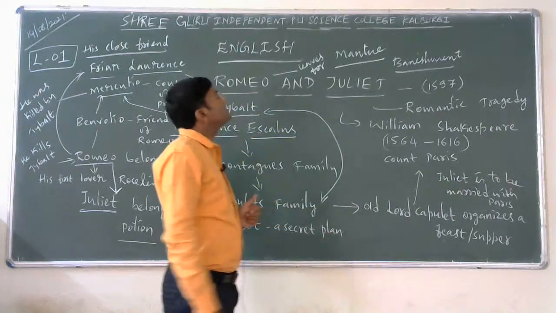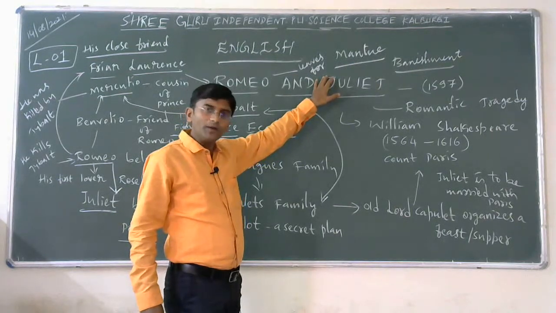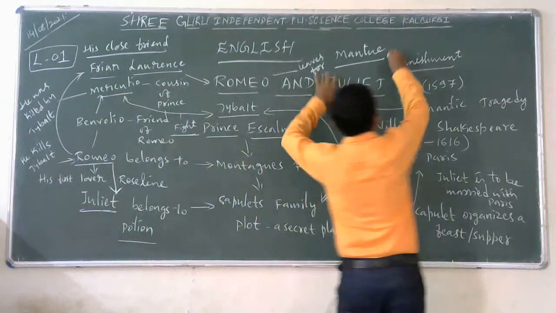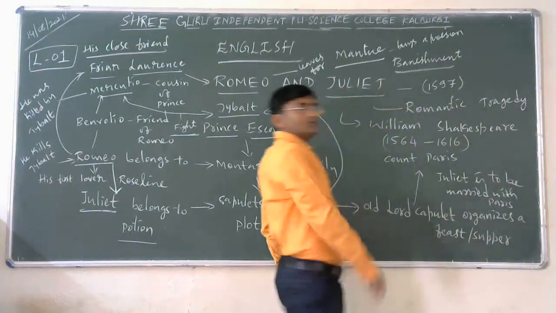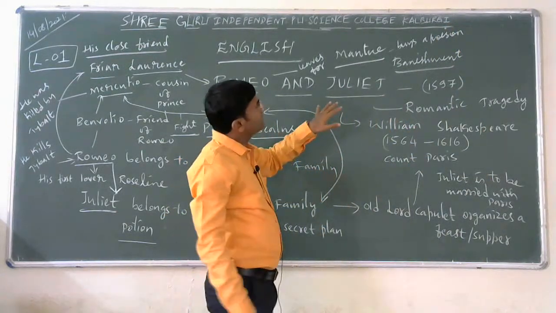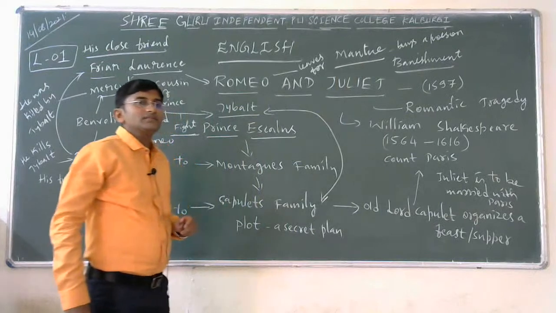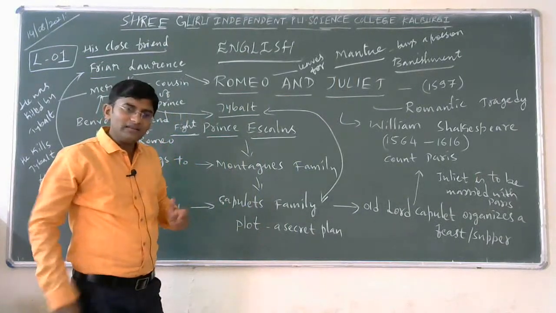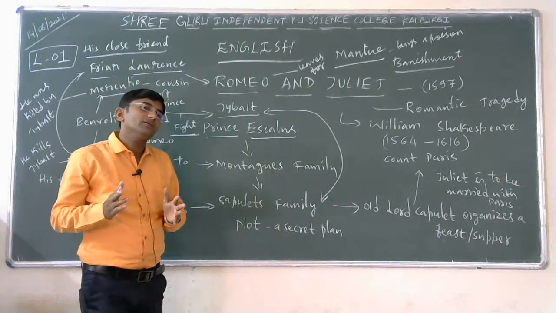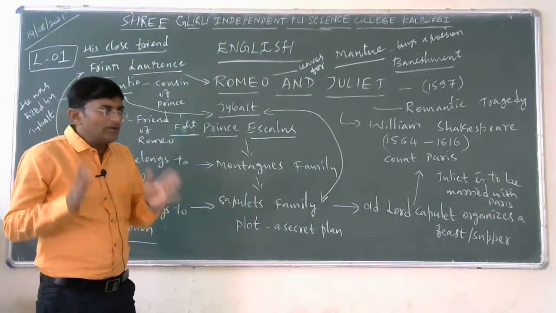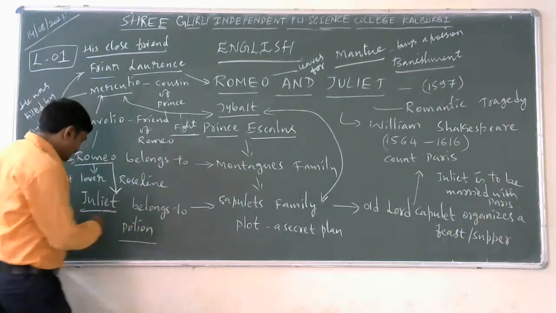Then he leaves his place, Mantua, where he was sent, and he buys the poison there itself. He buys the poison from Mantua, and he wanted to consume it. But before that, he had to do some important works which are to be completed before he reaches Juliet's tomb. Her tomb.